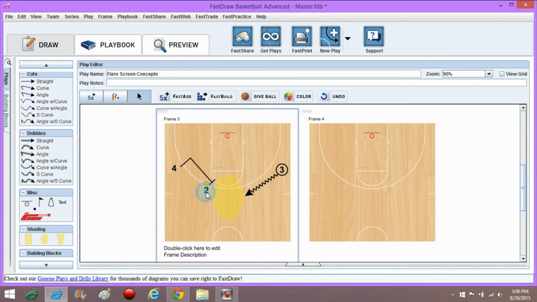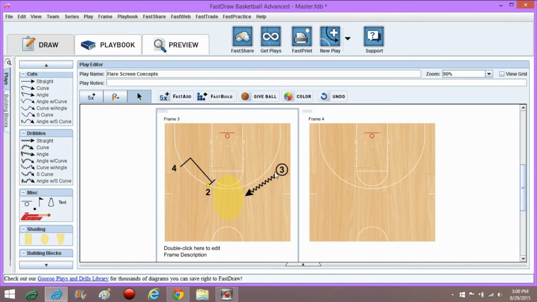A few more flare screening fundamentals. We want the screener to jump stop into the screen, land with a wide base. Their butt should be pointed toward the corner of the court. And that's really the screening posture we're looking for from the screener.